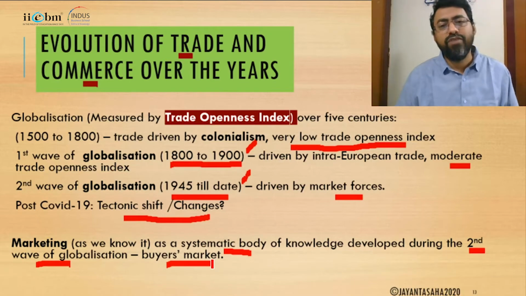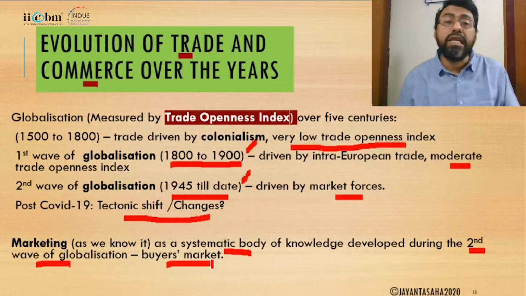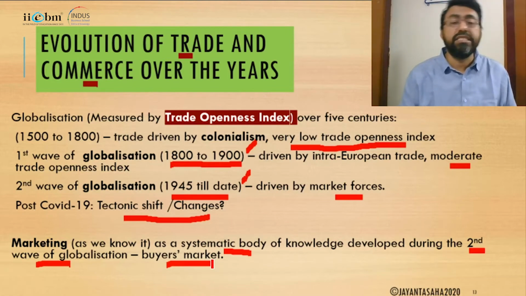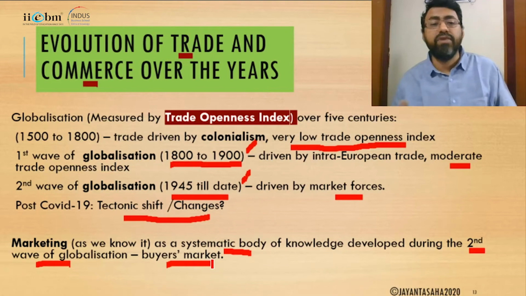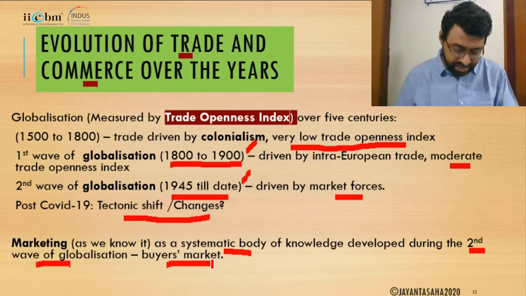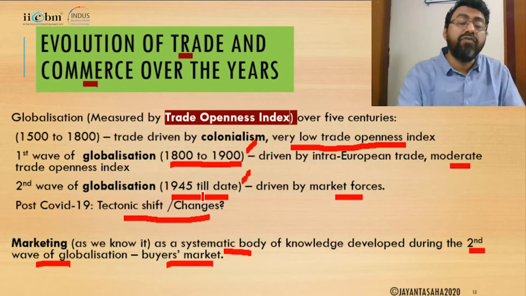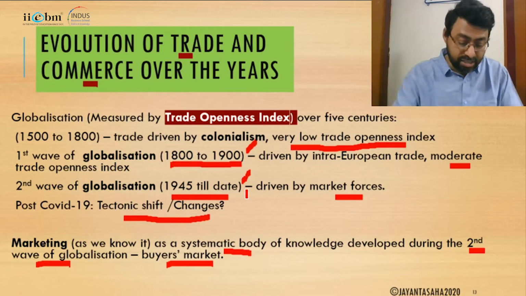So when we look at the evolution of marketing over the years, we will have to relate that to the macroeconomic scenario and how trade and commerce have evolved over the years. That is why we have engaged in this particular discussion. In fact, in the second wave of globalization, we find that the trade openness index has been as high as 20%, 30%, 40%, 50%, even 60%.